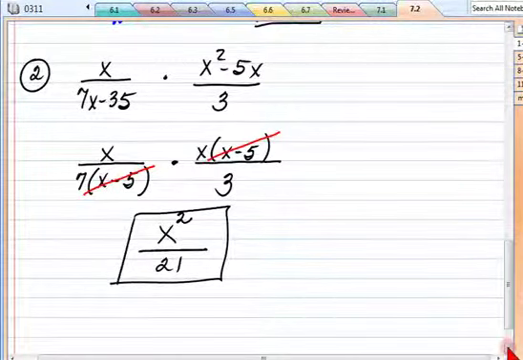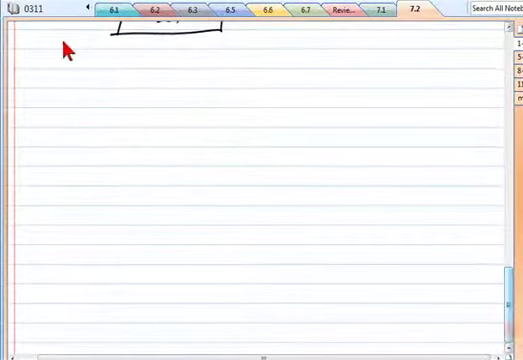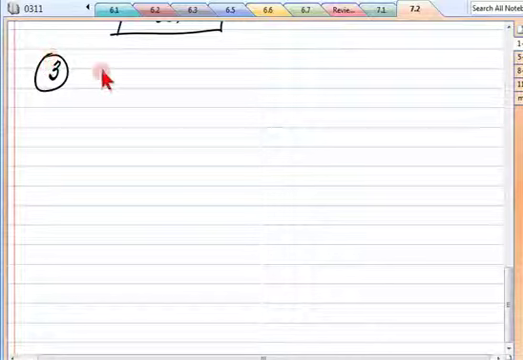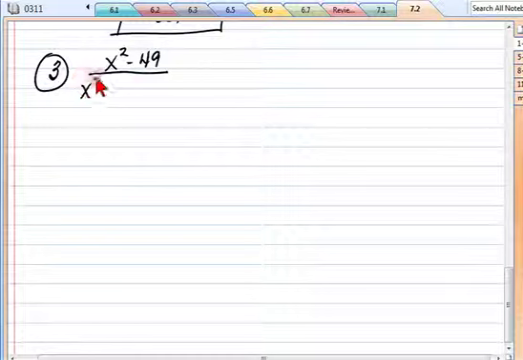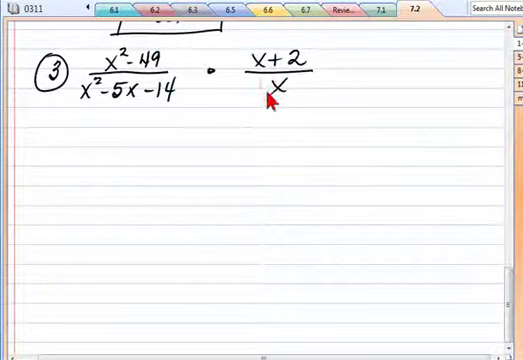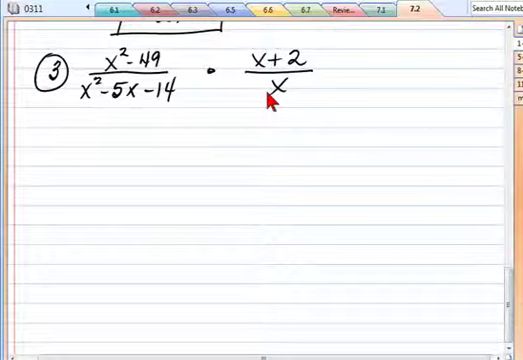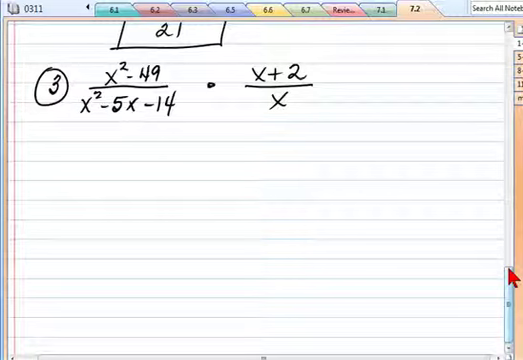Let's look at number 3. The original problem is x squared minus 49 over x squared minus 5x minus 14 times x plus 2 over x. All right, before I do anything, what do I have to do in each of the 4 positions? Factor. Factor, factor, factor. You got to remember to always start out with that.